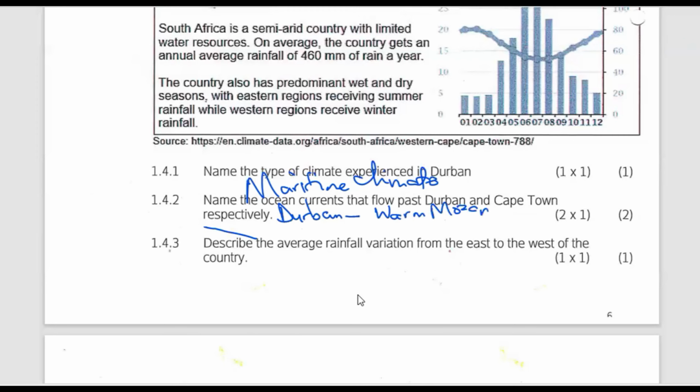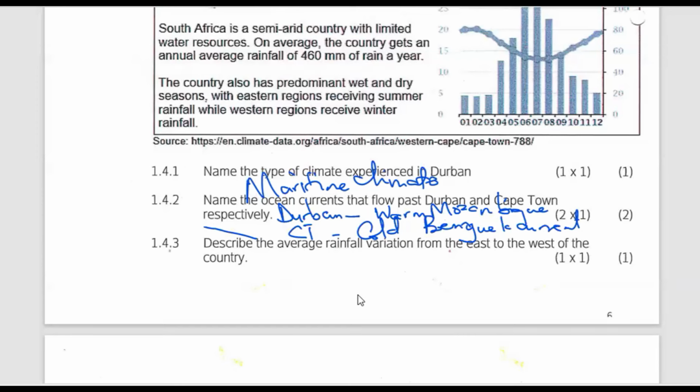It's the warm Mozambique current. It's the one that is experienced at Durban. Then if you also check at Cape Town, the Cape Town is influenced by the cold Benguela current. Those are the two currents that affect those two coastal cities of South Africa. It is the cold current along the Cape Town area, and it is the warm current on the side of the Indian Ocean. So it's clearly indicated there as suggested by the response that we have given there on top.